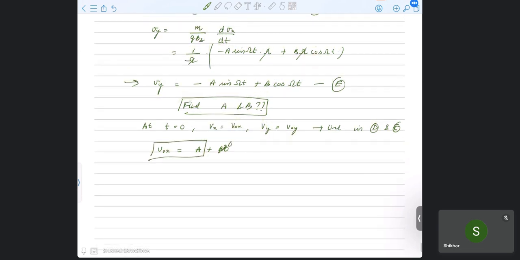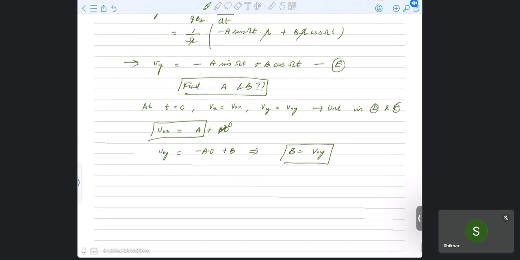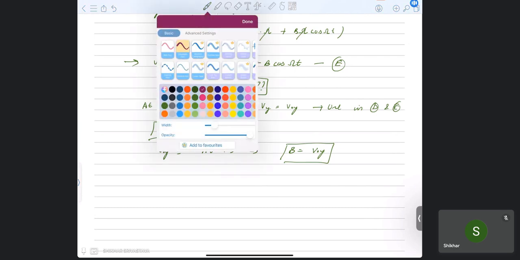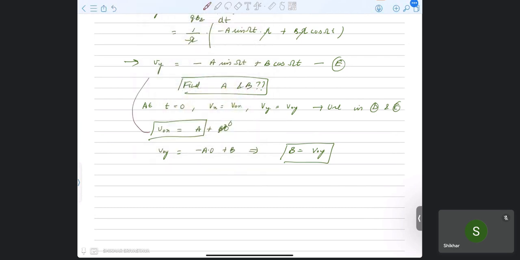Similarly, you put t equal to 0 in the second equation, this E equation, so you'll get v naught y is equal to minus A times 0 plus B. So from here your B is equal to v naught y, and your A is equal to v naught x. You just put this back in your original equations.